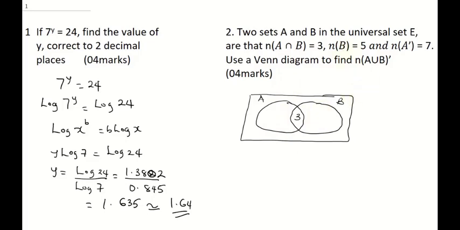Now, if n of B is 5, for you to get B only, it will be n of B minus n of A intersection B, which will be 5 minus 3. That means B only will be 2. Now, it says n of A complement is 7. Okay, so take note of that. Then, now this is going to be our A union B complement.